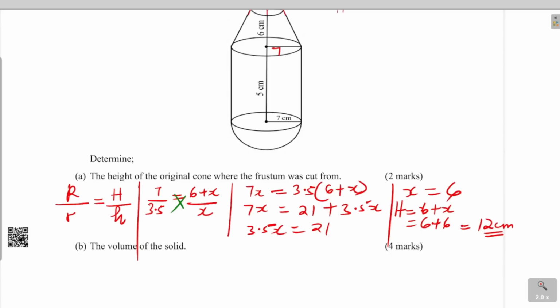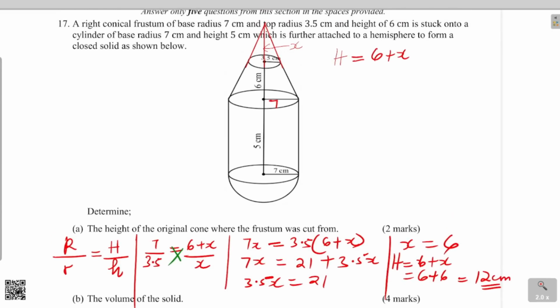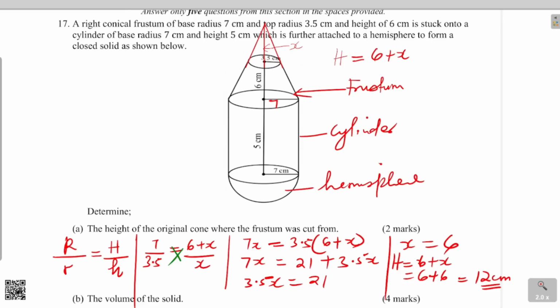Now part B, the volume of the solid. Here we have 3 different shapes: the frustum, the cylinder, and the hemisphere. We need to get the volume of each. We start with the volume of the frustum: we get the volume of the bigger cone and subtract the volume of the smaller cone.